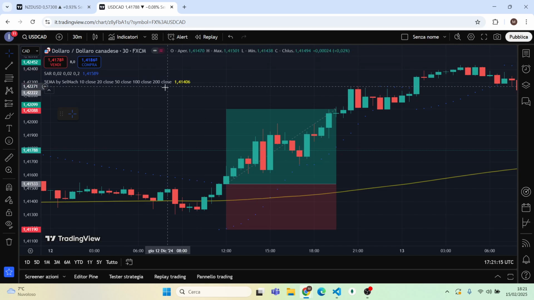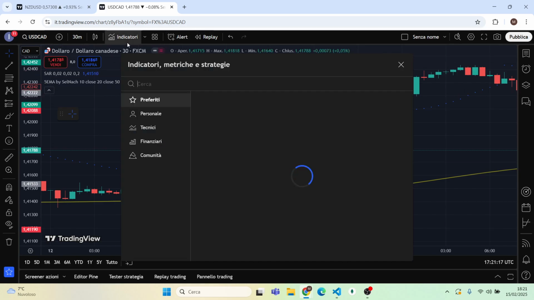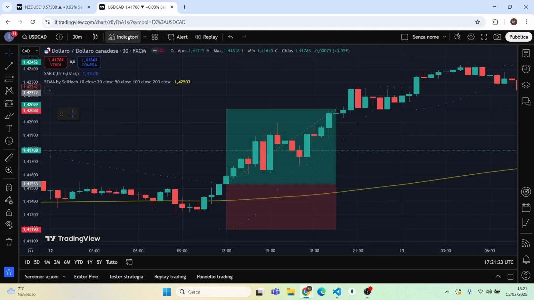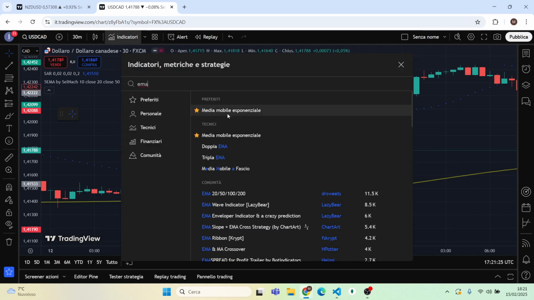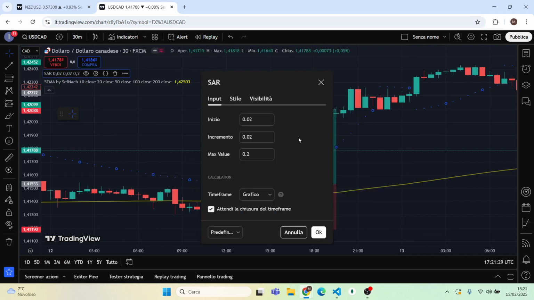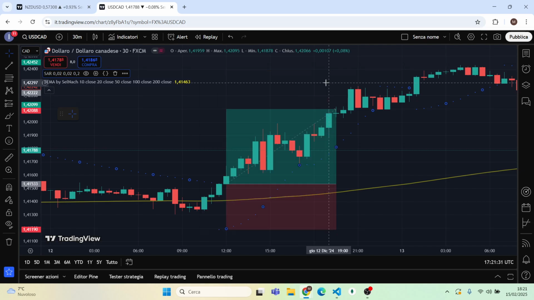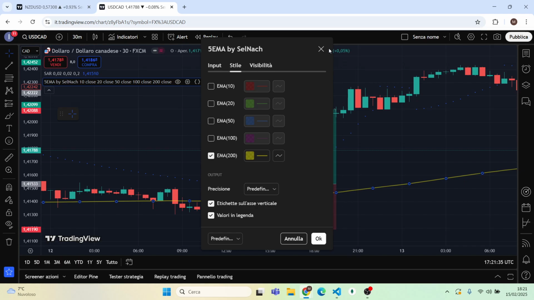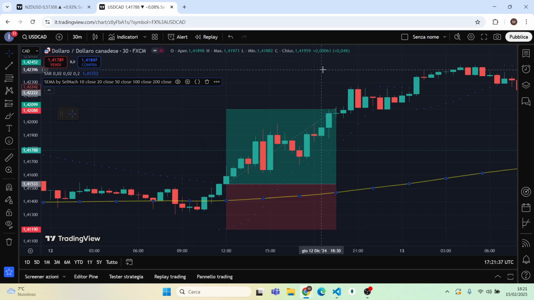Okay, let's talk about the indicators you will need. Two indicators. The first one, parabolic SAR, is this indicator. And then you will need EMA, and it is this indicator. You will need these settings for the parabolic SAR, and for the EMA you will only need the 200 EMA. That's it. The strategy is really simple, as the video says.